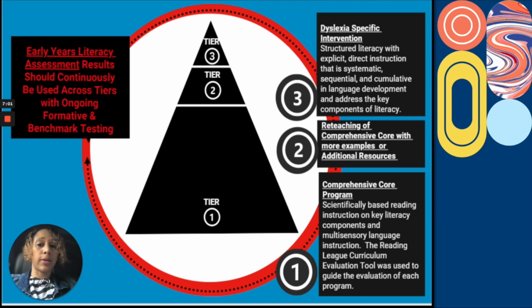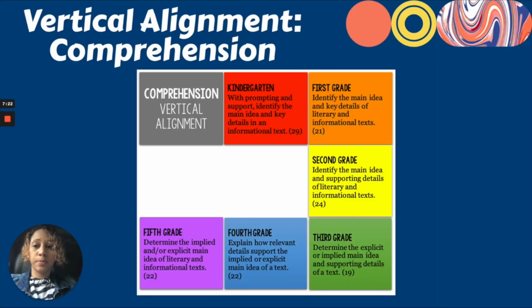And then we get into our tier 3, which should only be about 5% of our students. That's when we're really, really being as explicit and systematic as possible, but we're also thinking about some interventions, maybe some pullouts, and even some screenings may be necessary if students are at tier 3.